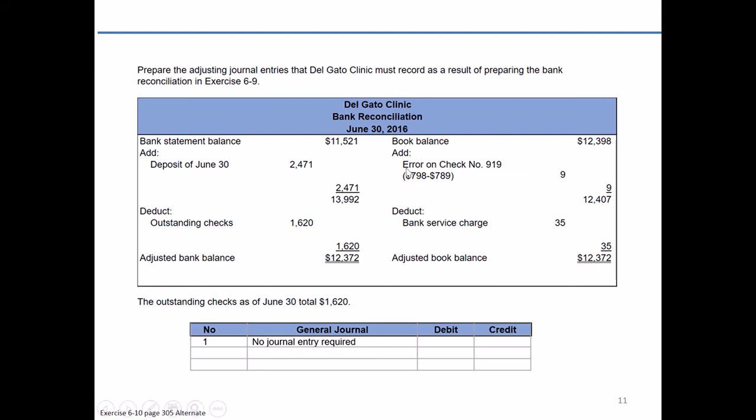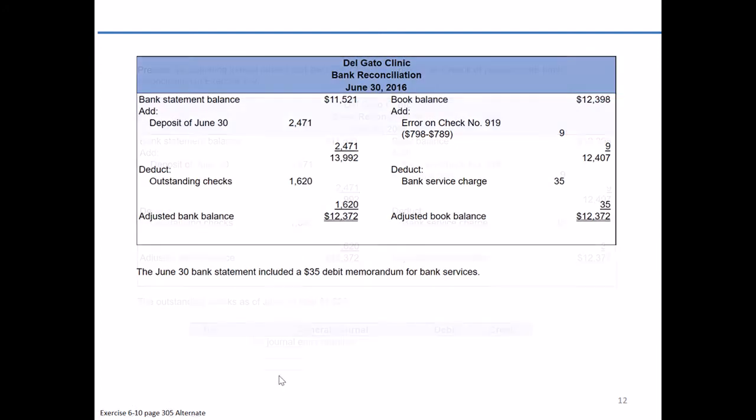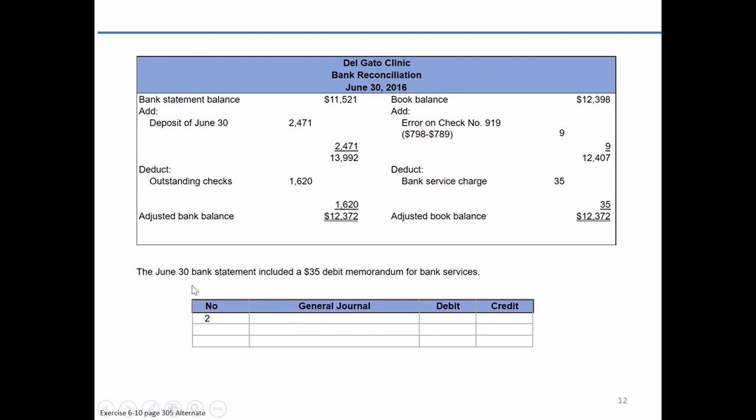We're assuming that since we don't have an adjustment here on our book side, whatever these checks are, we've already correctly credited cash within our $12,398 balance and debited whatever asset and expense accounts were necessary. So it's already recorded, so no adjusting entry is required. A big hint: anything here on the bank side is assumed to have already been recorded on the book side, so no adjusting entries. Let's move on to our second item of detail, where we indicated that the June 30th bank statement included a $35 debit memorandum of bank services.